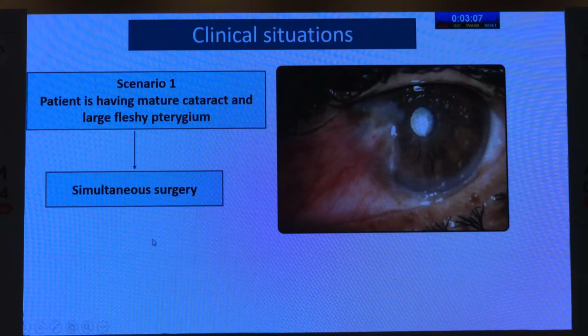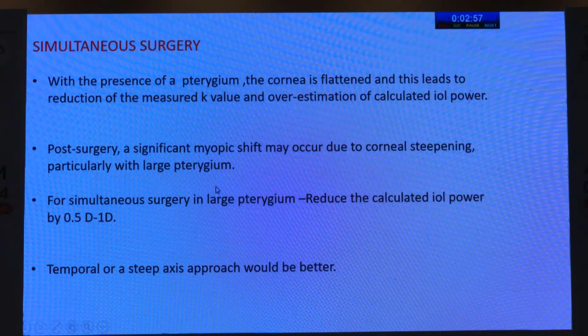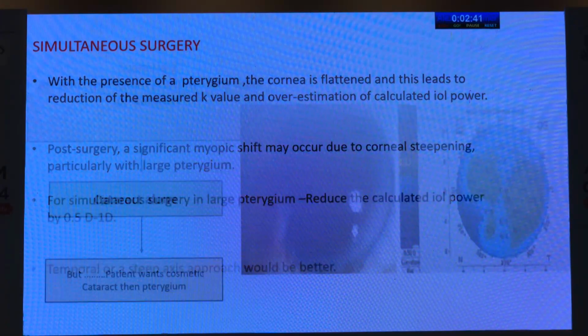So, there are the clinical scenarios. One is the patient having mature cataract with a large fleshy pterygium of more than 3 millimeter. So, we can go for simultaneous surgery. With the presence of the pterygium, the cornea is flattened, so there is a significant post-surgery myopic shift. We have to reduce the calculated IOL power by 0.5 diopter to 1 diopter, and a temporal or steep axis approach would be better.